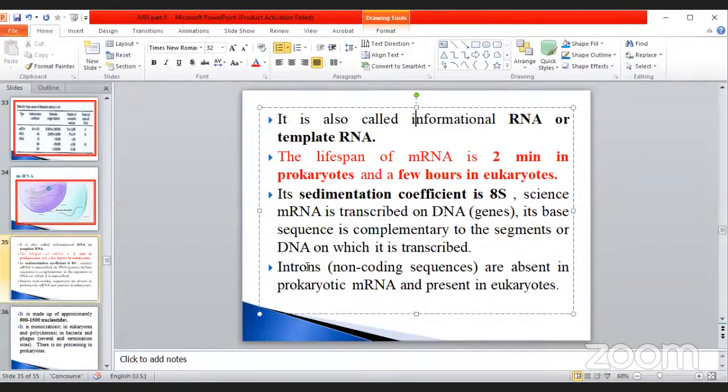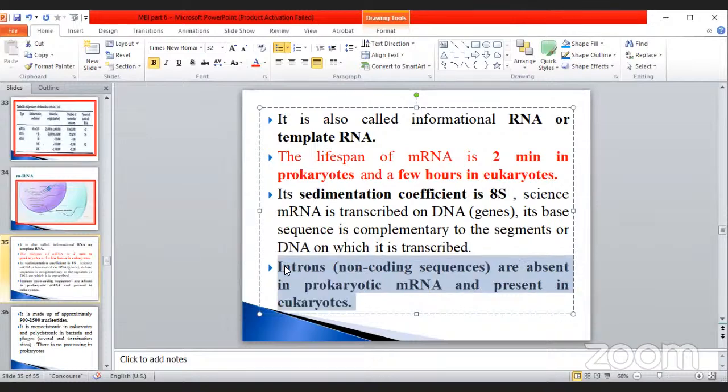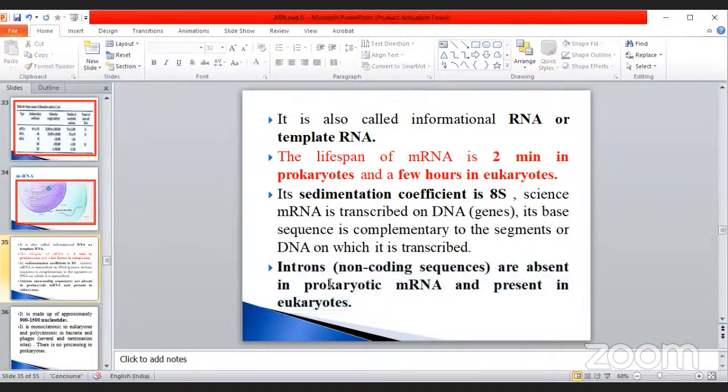Introns, very, very important, my dear. What are introns? Non-coding sequences are called introns. Mostly the non-coding sequences, or introns, are absent in prokaryotic mRNA and present in eukaryotic mRNA. Don't forget, my dear, this is very, very important. Okay, what is the meaning of intron? In between two sequences, take an example.